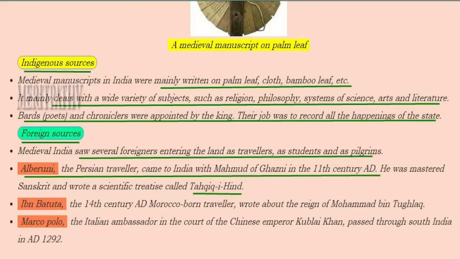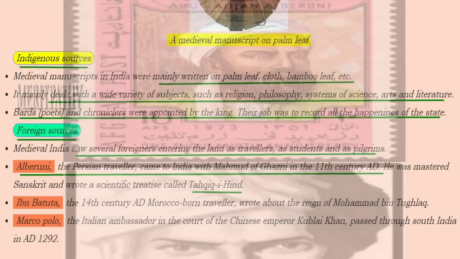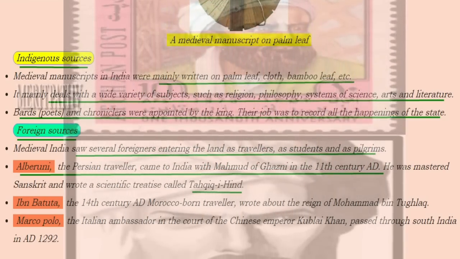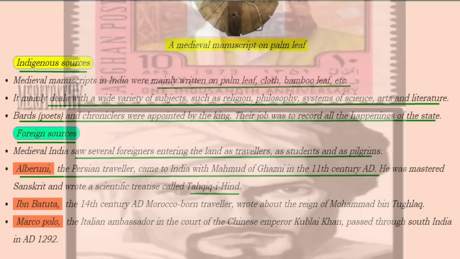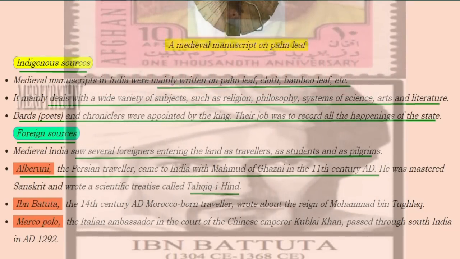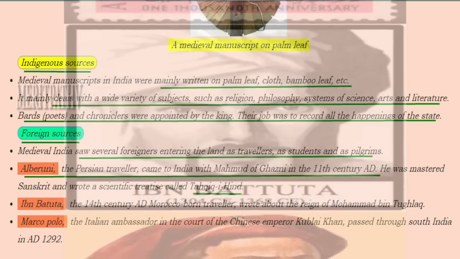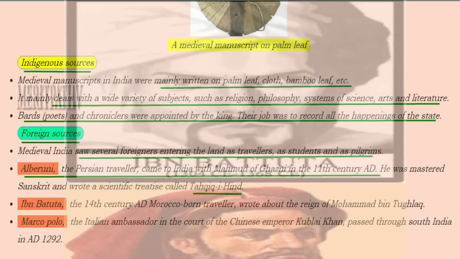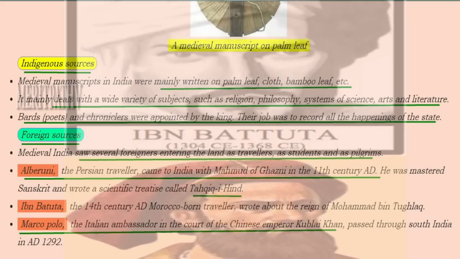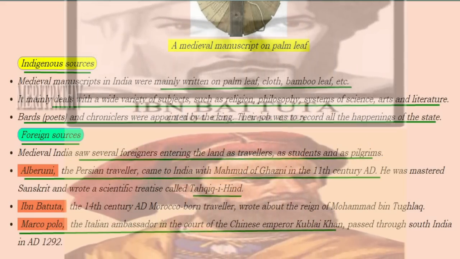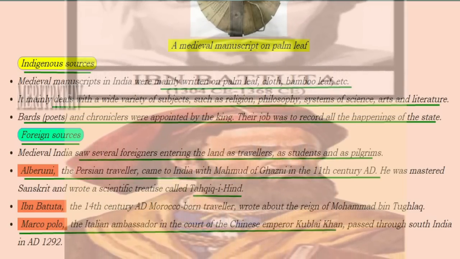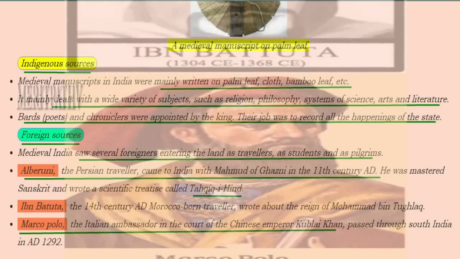Foreign sources. The medieval period in India saw many foreigners entering the land of India as travelers, students and pilgrims. Al-Biruni, a Persian traveler, came to India along with Muhammad of Ghazni in the 11th century AD. He mastered the Sanskrit language. He wrote a scientific treatise called Tahqiq-e-Hind. Ibn Battuta, the 14th century Moroccan traveler, wrote about the rule of Muhammad bin Tughlaq. Marco Polo was an Italian ambassador in the court of Chinese Emperor Kublai Khan. He passed through South India in AD 1292.